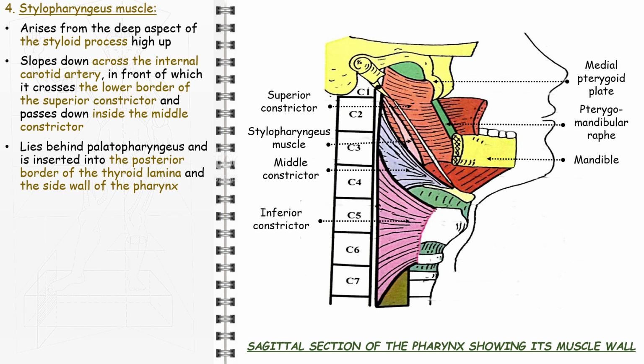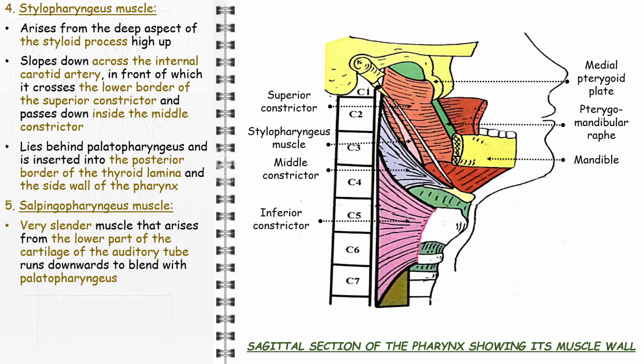The salpingopharyngeus muscle is a very slender muscle that arises from the lower part of the cartilage of the auditory tube and runs downwards to blend with palatopharyngeus. It raises the salpingopharyngeal fold. Its action produces the elevation of the pharynx and opens the auditory tube during swallowing. The palatopharyngeus muscle is internal to the superior constrictor muscle.